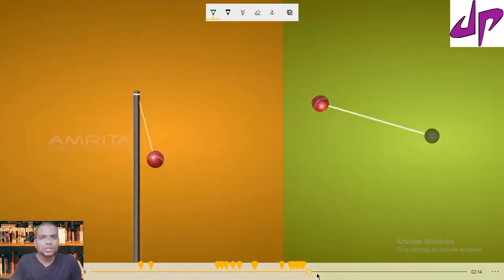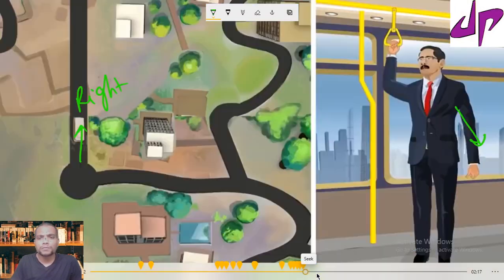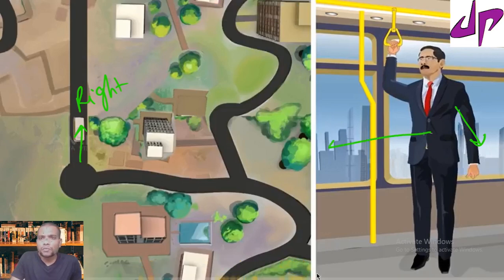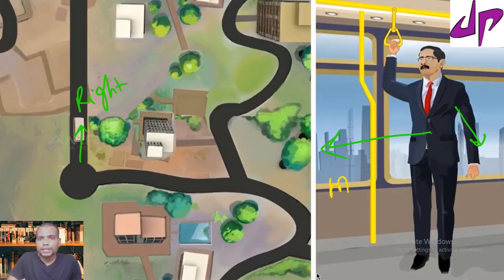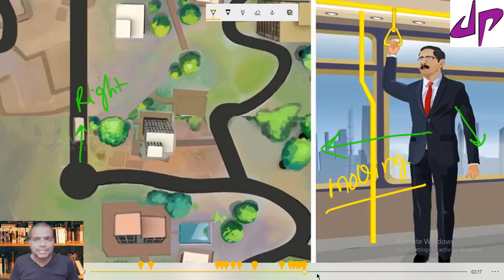How does it relate to inertia of motion? Let me explain that first. When we are in a moving bus, even though we are standing inside, the bus is moving, so we are also moving. So when we are moving and the bus takes a right turn, due to the inertia of motion we lean to the left side.